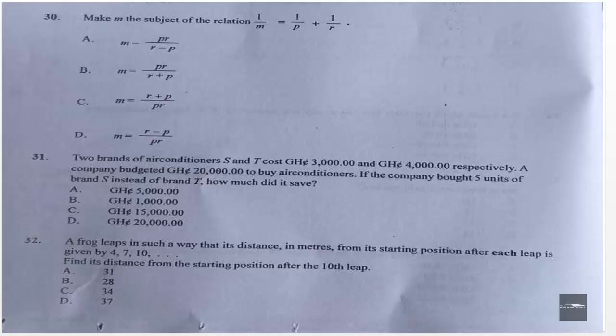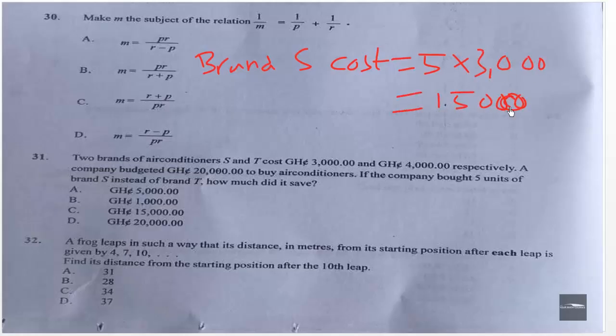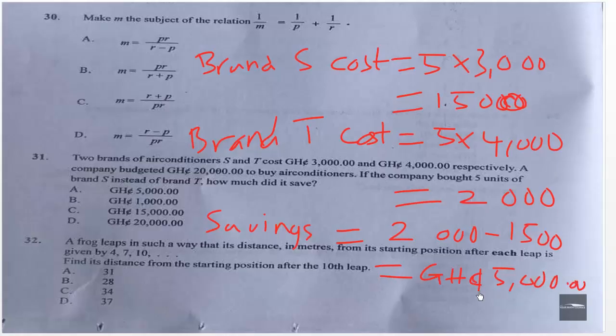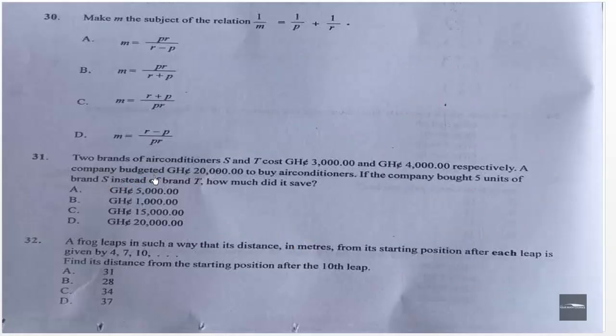2 brands of air conditioners S and T cost 3,000 Ghana cedis and 4,000 Ghana cedis respectively. The company budgeted 20,000 to buy air conditioners. If the company bought 5 units of brand S instead of brand T, how much did it save? So 5 units of brand S will be 5 times 3,000, and 5 units of brand T will be 5 times 4,000. So the savings will be the difference, which is 5,000 Ghana cedis, and that is option A.